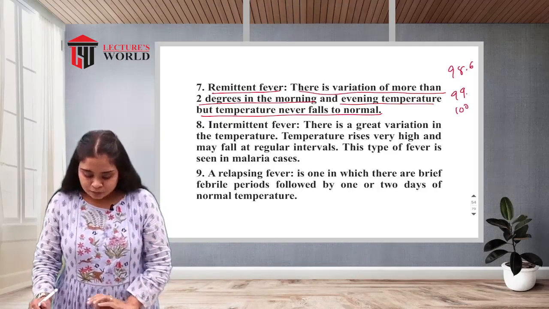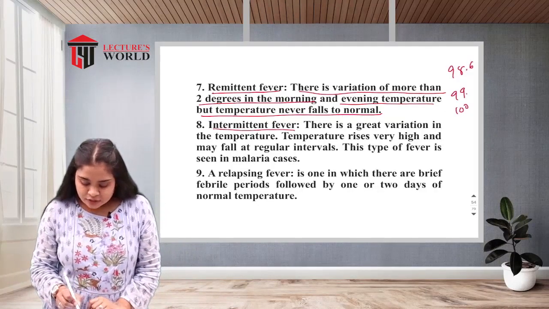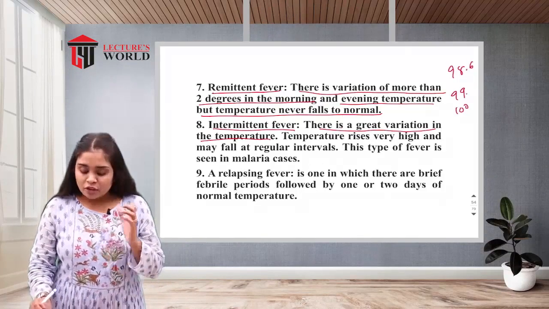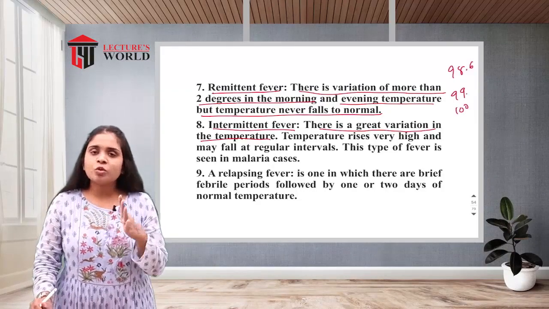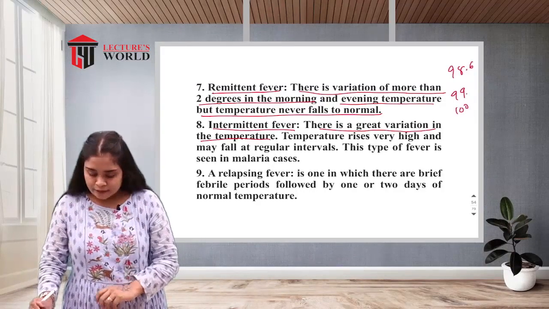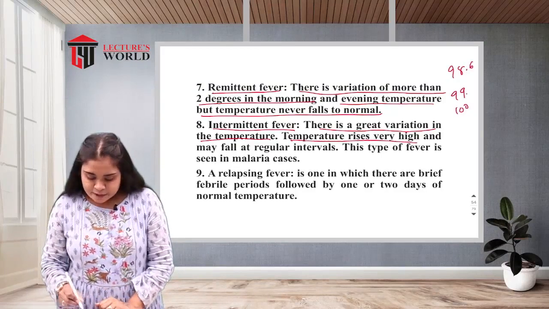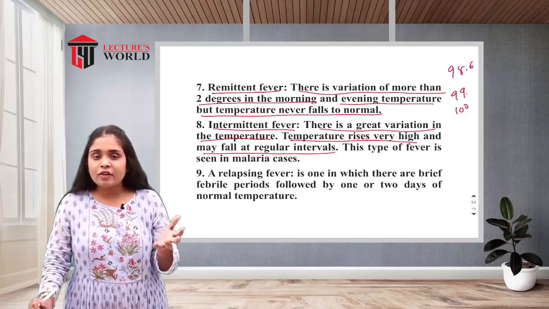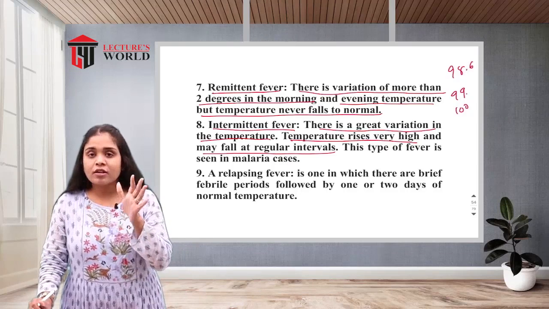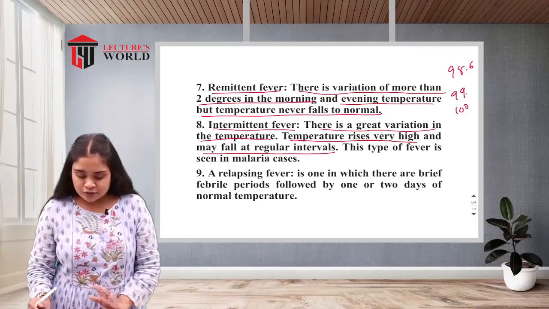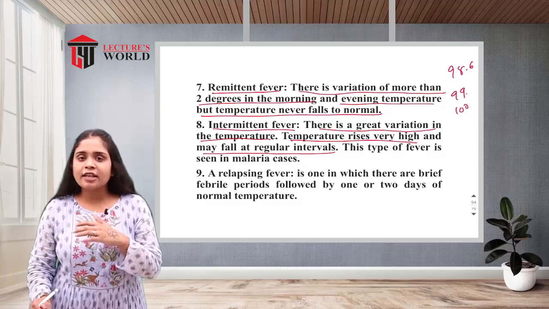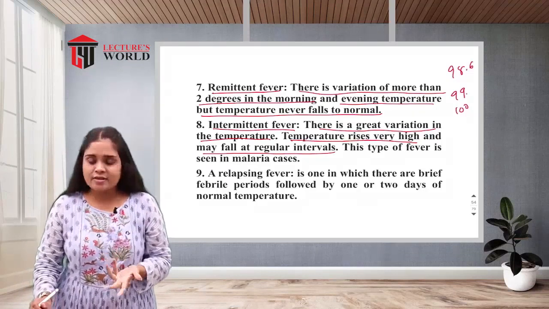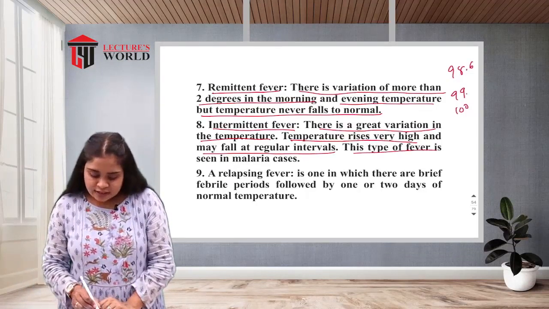Then after that, intermittent fever. There is a great variation in the temperature, not even just more than 2 degrees; maybe 4 or 5 degrees of variation will be there. The temperature rises very high and may fall at regular intervals. Sometimes it is at a very high level, and sometimes it falls at regular intervals. Maybe it takes 2 to 3 hours and it comes down again. And when we check after a little while, then maybe it has risen. This type of fever is seen in malaria cases.